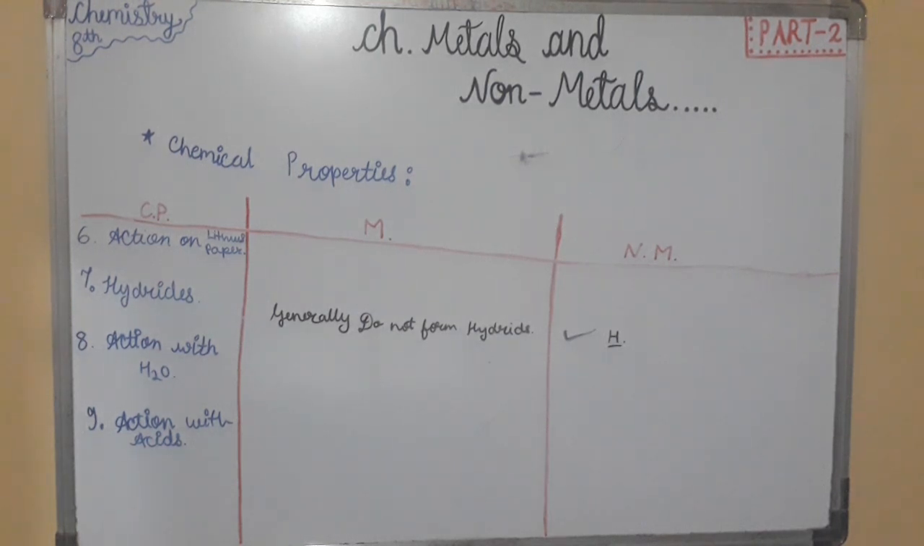Tenth and last one is chlorides. In metals, they form chlorides which are electrovalent, non-volatile solids and soluble in water. The exception is stannous chloride, which is insoluble in water. In non-metals, they form chlorides which are covalent, volatile liquids or gaseous substances and insoluble in water. Like this, we will end the part on chemical properties.